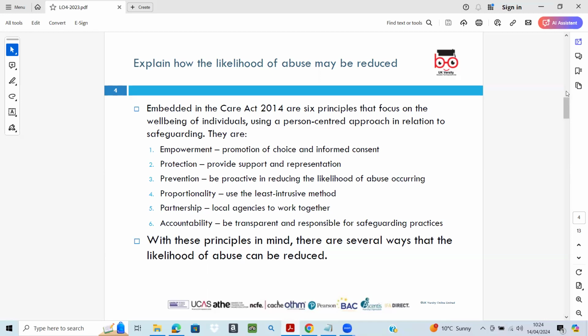Now, the fifth principle is the partnership. So, the partnership involves local agencies working together, and the collaboration among different agencies contributes to reducing abuse. Collaborative work leads to sharing of information and resources, which can fill gaps in service and provide a more comprehensive safety net for individuals. Collaboration enhances the support network around vulnerable individuals.